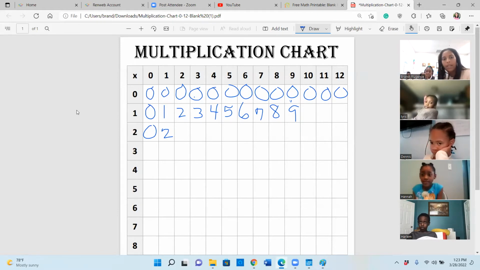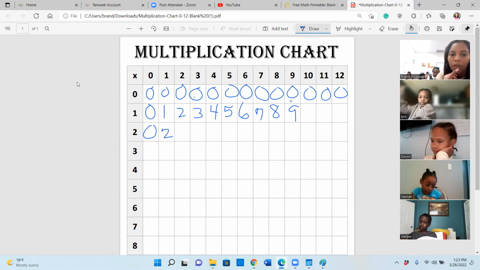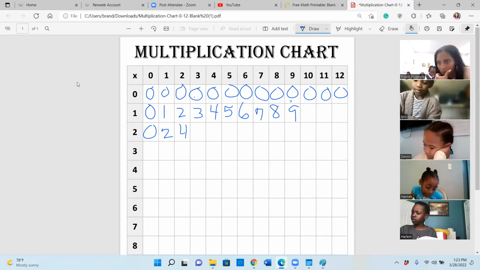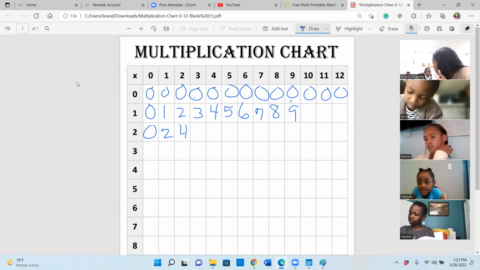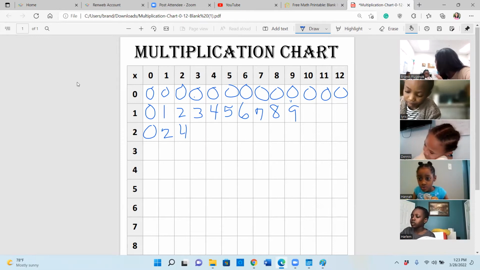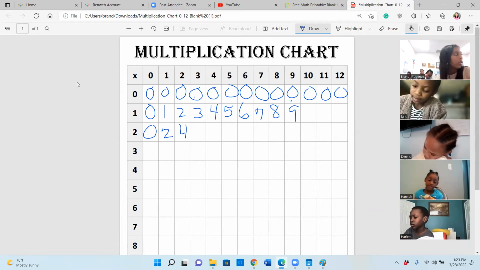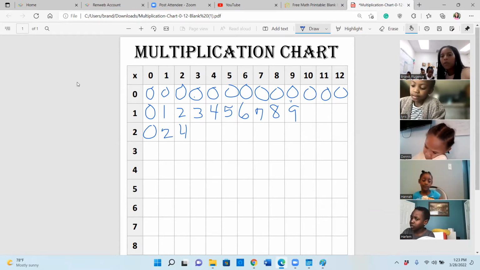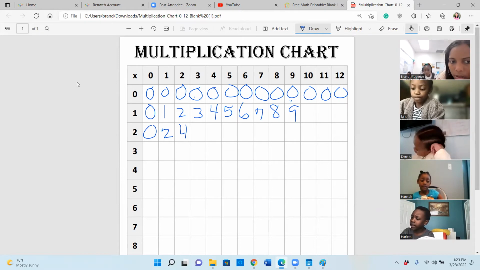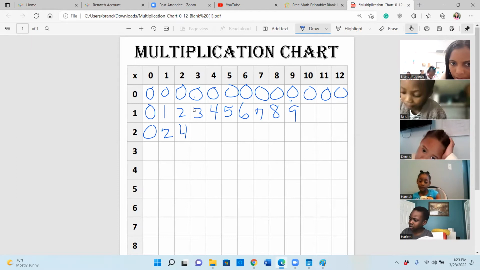All right, next we have 2 times 2, and that equals 4. Next we have 2 times 3, that equals 6.